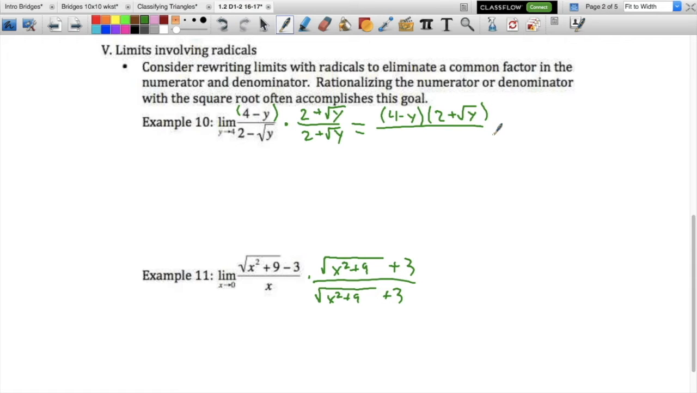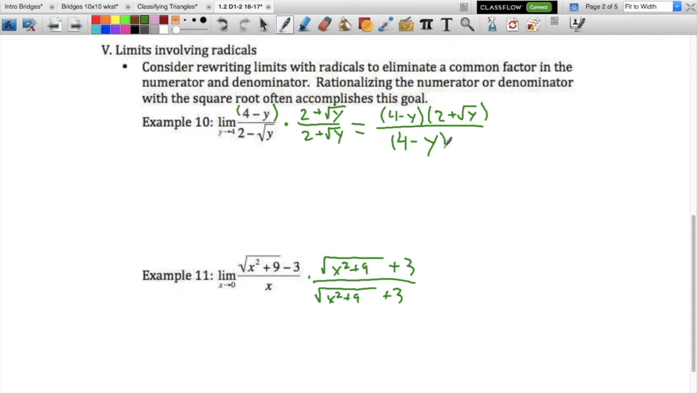In the bottom, we multiply. 2 times 2 is 4. Then you've got positive 2 root y, negative 2 root y. Those cancel. And then negative root y times root y, which is negative y. So we're going to end up with 4 minus y. Do we agree? You guys with me? This is the whole reason we did that.